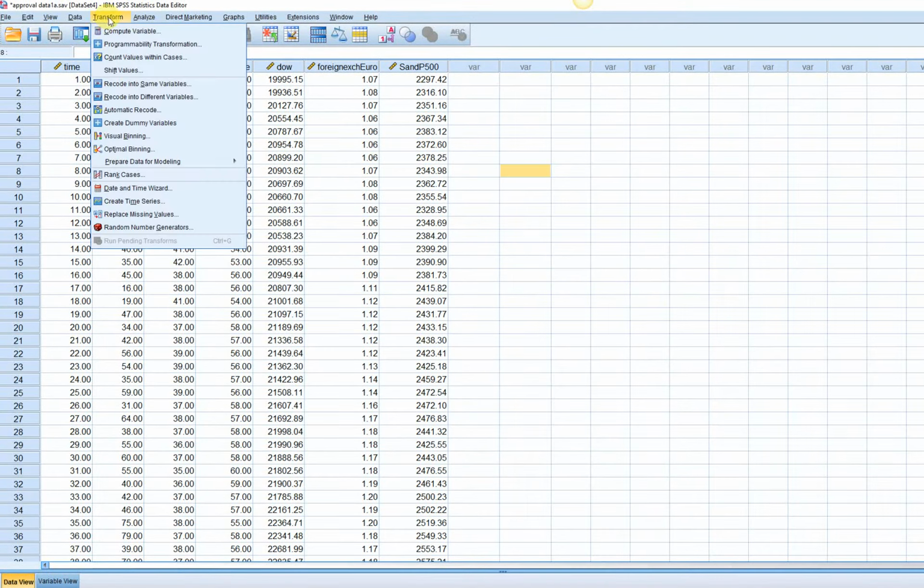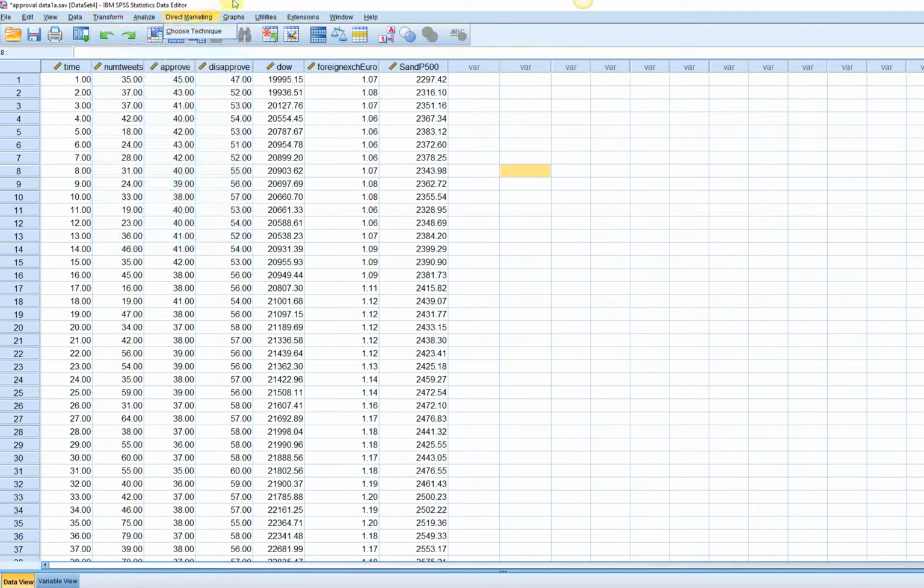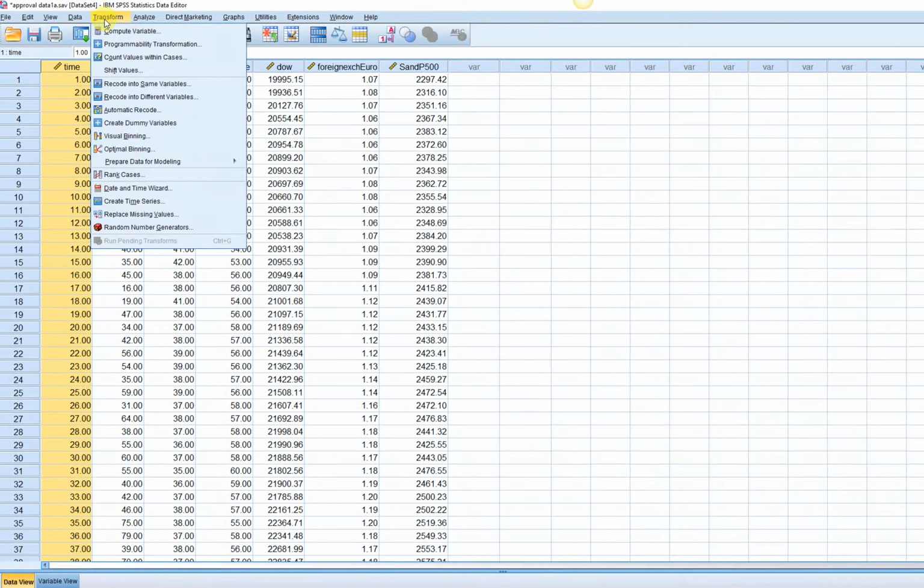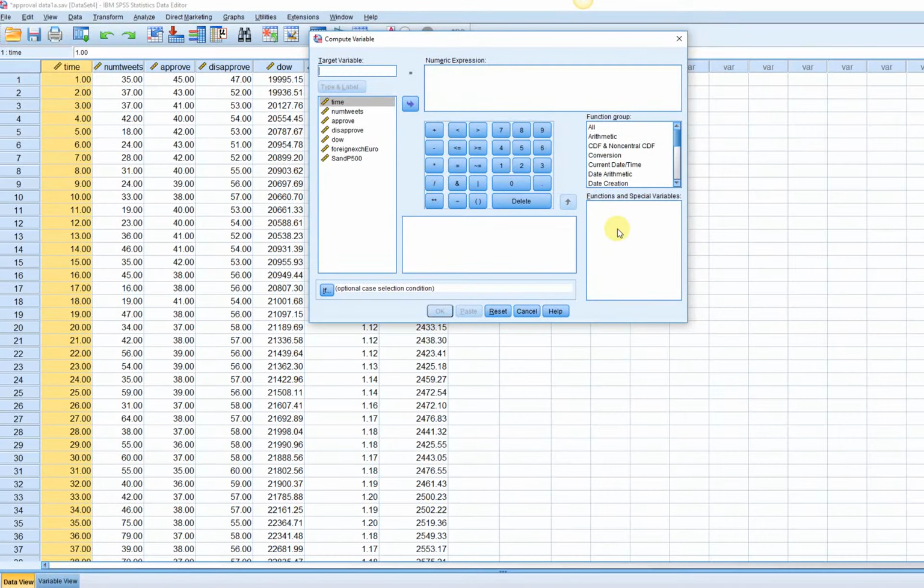So to do this, first of all, we've got time, and we're going to create a new variable, which I'm just going to call time squared. I'll click time, and then asterisk. Actually, if you just use asterisk asterisk and then a 2, that tells SPSS to square the original time variable. The name is arbitrary, but we have to get this right.